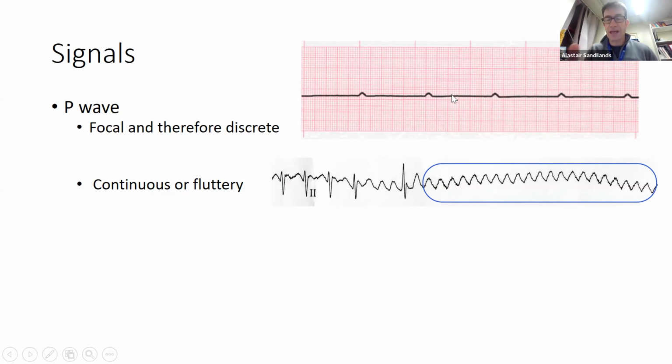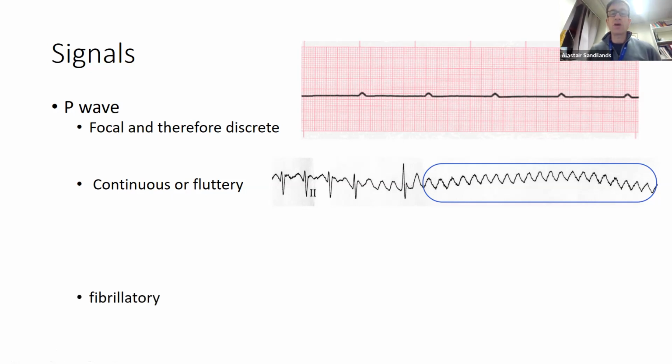I know it's not showing it here, but down to the ventricles, and then the next P wave will occur, fired down to the ventricles. In this situation, it's a continuous movement around the atrium. A flutter is called a macro re-entrant rhythm, traveling around the atrium and then depolarizing down to the ventricles via the AV node. So this is focal, discrete, this is continuous and fluttery.